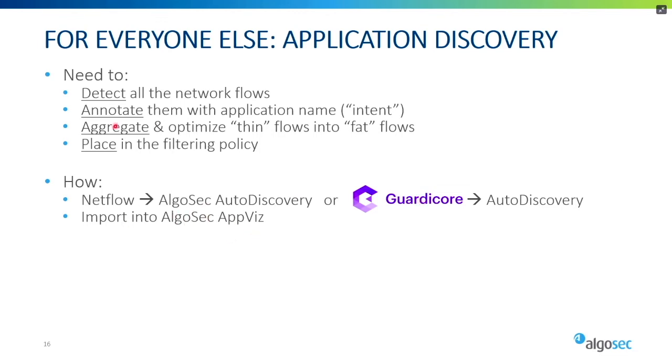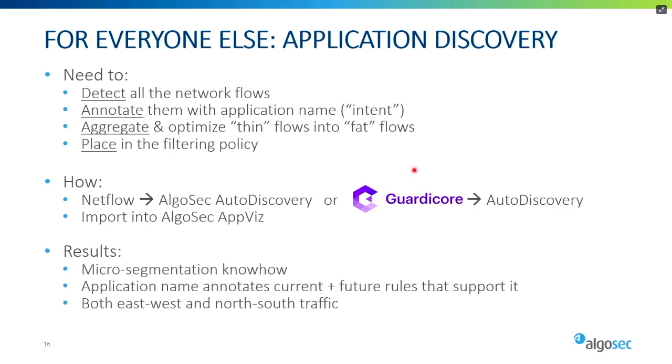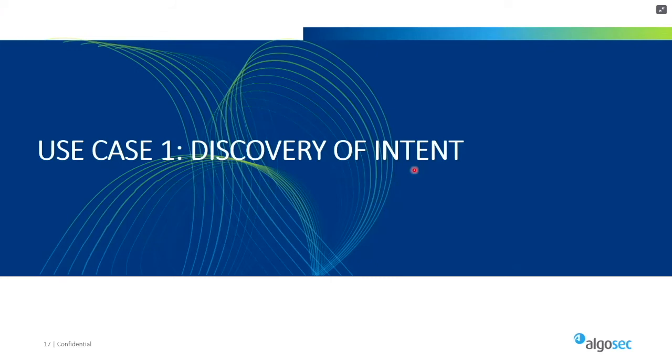Either way, it's in Auto Discovery. From there, it's imported into AppViz, which does this aggregation and optimization step. And once you do this, what you have is microsegmentation know-how. You actually discovered what your network is, and what connects to what and why. You have your annotation, and then you can use that in the future when you're managing changes, when new versions of the application come out and you need to modify the filtering, both for east-west traffic and also for north-south traffic, because traffic needs to get out of and into the data center, and sometimes it needs to cross additional filtering technologies, firewalls, routers, etc., elsewhere in the network. So you need to use this knowledge that you've created through the discovery process to control and automate your ongoing network management requirements.